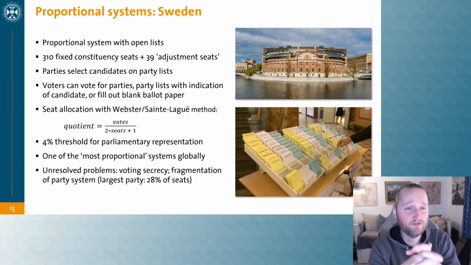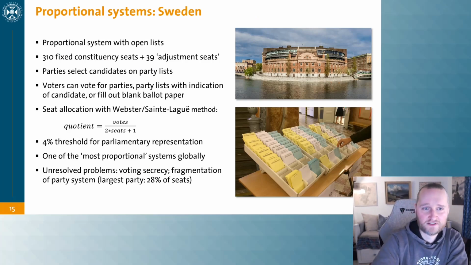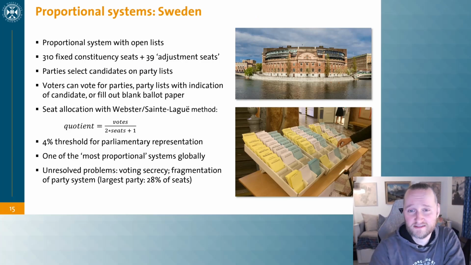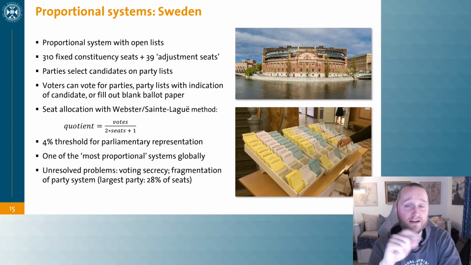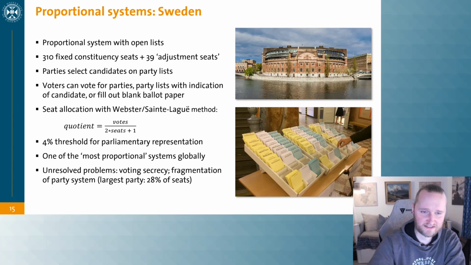Now, a real-life example of a proportional system is Sweden. Sweden is a proportional system with an open list system. So you can see the list of people that your party wants to send to parliament, and you can indicate some preferences on those lists. The Swedish parliament has 310 constituency seats and then 39 adjustment seats. So the constituency seats are basically elected members from the districts, and then the adjustment seats are used to adjust for any non-proportionality in the translation between votes and seats.